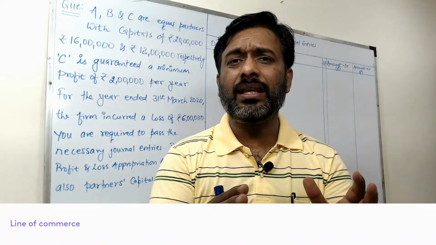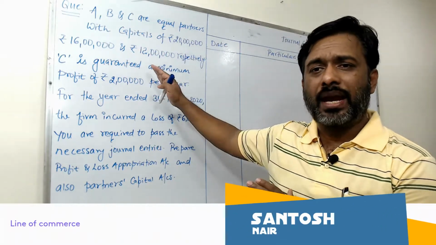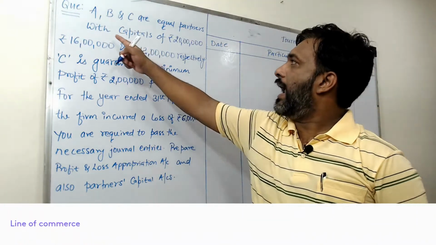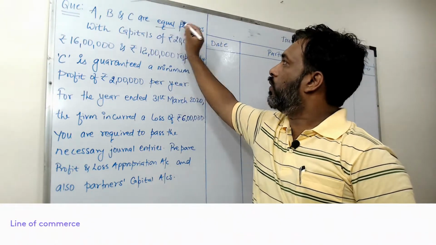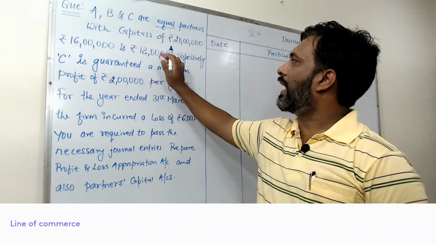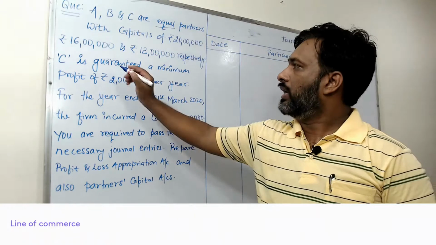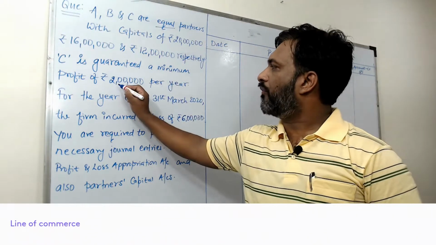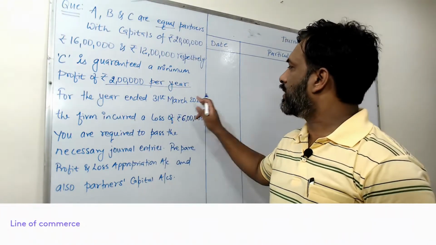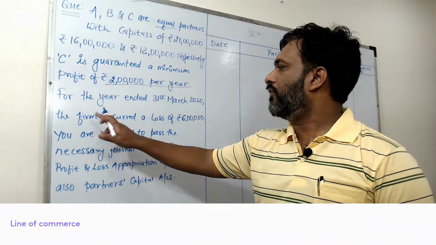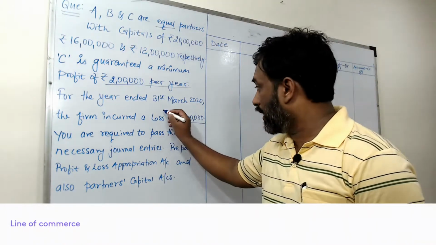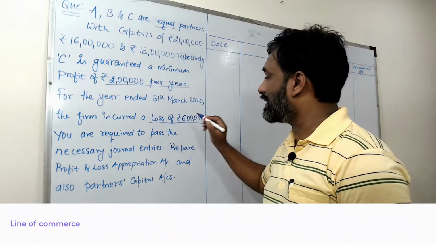Now let us see the question of minimum guarantee in the situation of loss. So the question is, A, B and C are equal partners with capitals of 20 lakh, 16 lakh and 12 lakh respectively. C is guaranteed a minimum profit of 2 lakh per year. For the year ended 31st March 2020, the firm incurred a loss of rupees 6 lakh. So there is a loss of rupees 6 lakh.